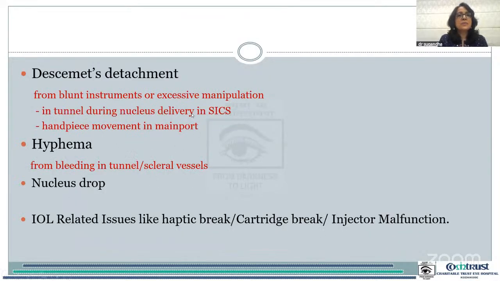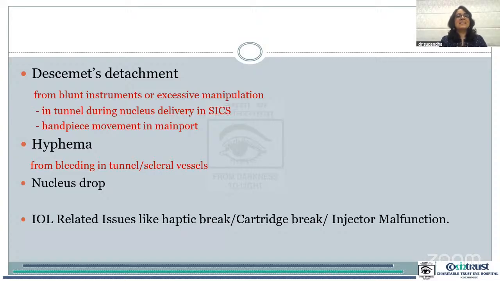Other complications, of course, like a Descemet's detachment from use of blunt instruments, can happen in both SICS and phaco, and excessive manipulation as well in the tunnel or during the nucleus delivery in SICS, and excessive handpiece movement in the main port. I have seen in trainee cases, just moving in and out too much without being aware of the excessive movement in the main port itself can cause the Descemet's to detach.